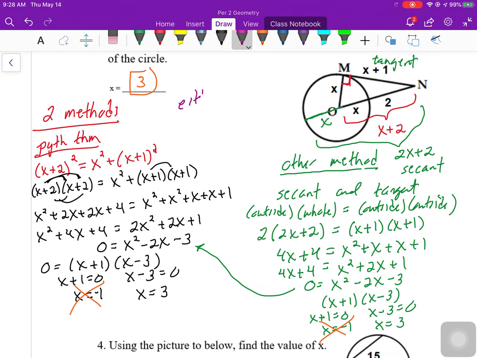And of course, once again, you can't use the negative because we can't have a negative length. Either method will work here.